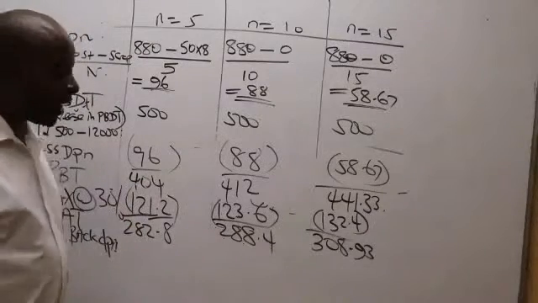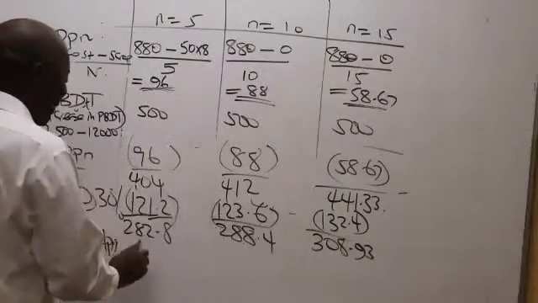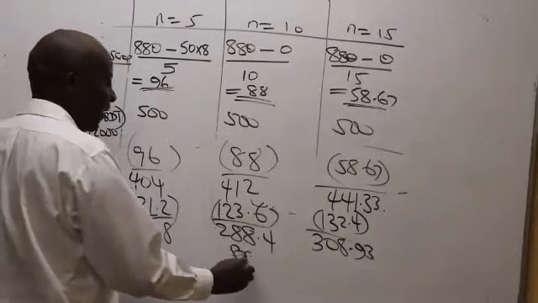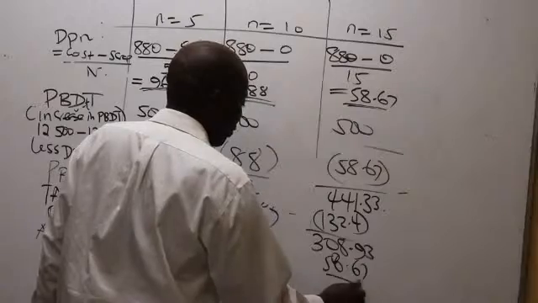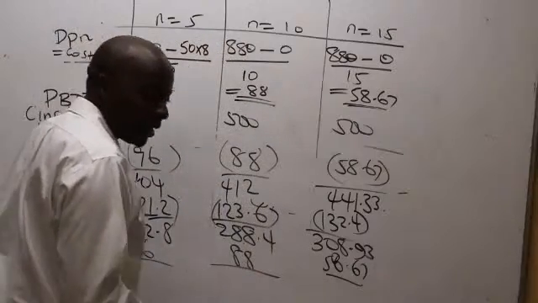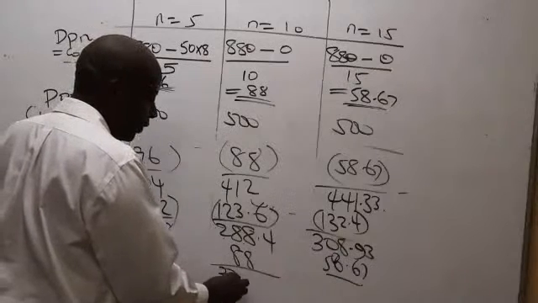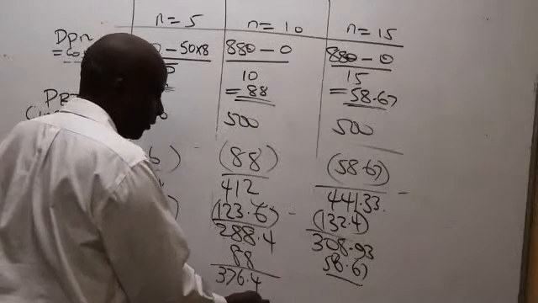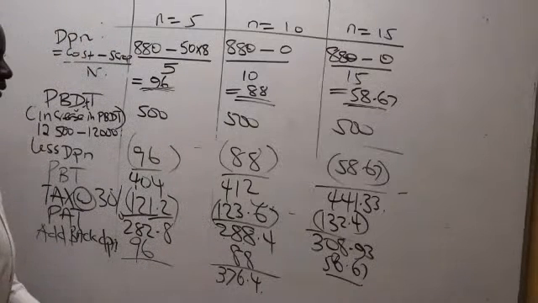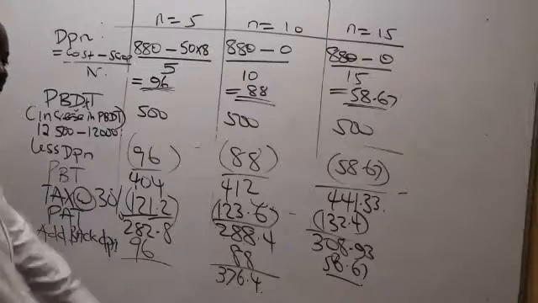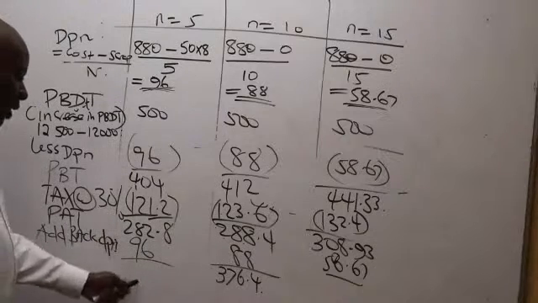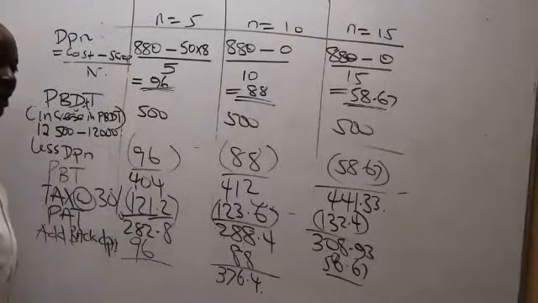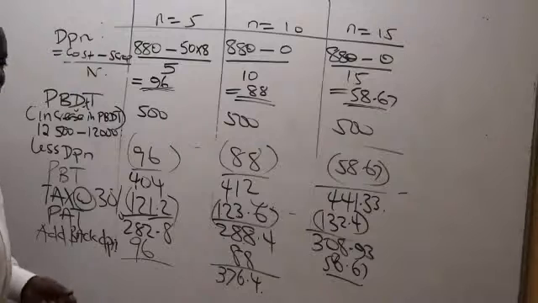Oh, I know what he's saying. He already has gone to the cash flows. So this is the depreciation 96. So we have here 88. We have here 58.67. What Abayo is telling us so confidently is that the cash flow here should be 376.4. The second last one should be 376.4. So I'm waiting for other students to give me those other figures.